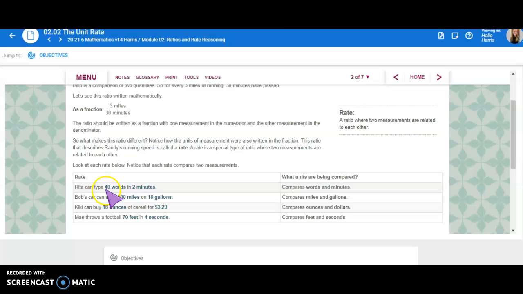Being able to type, let's say, 40 words in 2 minutes. It compares words in minutes. Being able to drive 200 miles on 18 gallons compares miles in gallons. This is a really common one. Being able to buy 18 ounces of cereal for $3.29. They're comparing your ounces in dollars. And being able to throw a football 70 feet in 4 seconds, you're comparing feet in seconds. So again, a rate compares two things that are related.